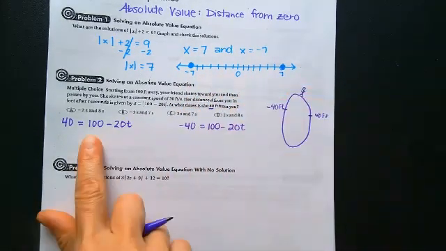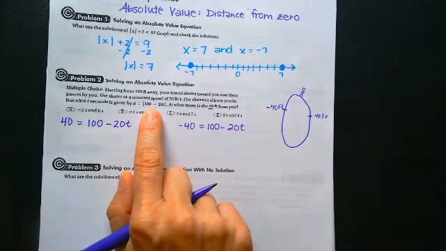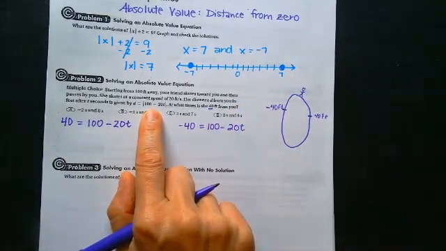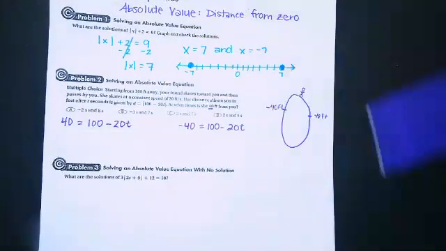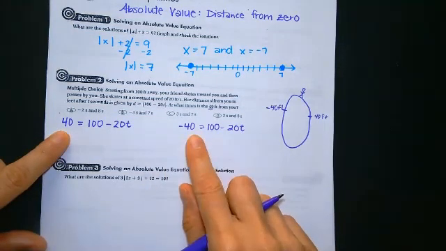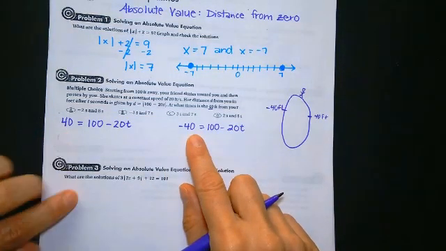So we do that every time we have everything inside the absolute value symbols. We split it into solving for the positive and negative answer there. Okay, so let's solve this one.